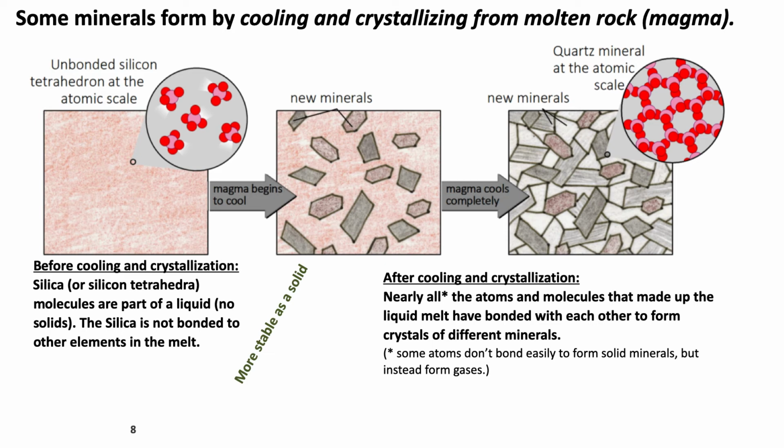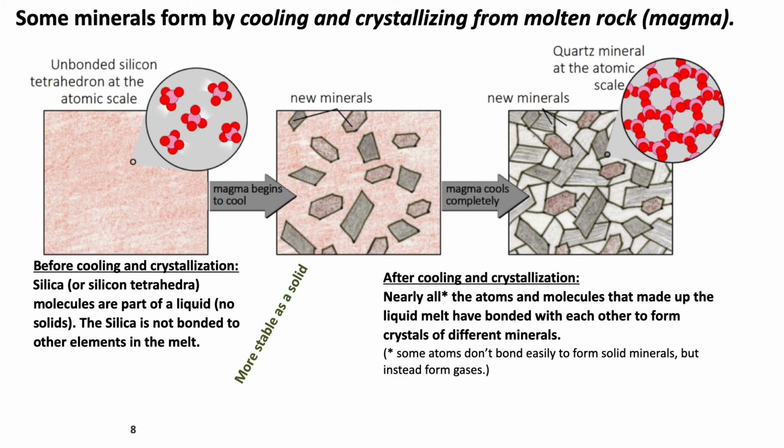It turns out that some atoms, some elements, don't bond easily to form solid minerals, but instead form gases when they're put in the situation. Oxygen can be one in either place. Carbon tends to form a gas instead, as some examples, and the element sulfur can do the same thing. It tends to form more of a gas than a solid in these situations.